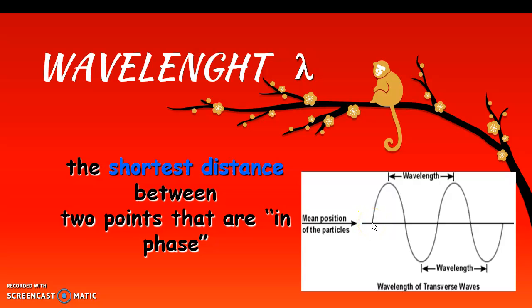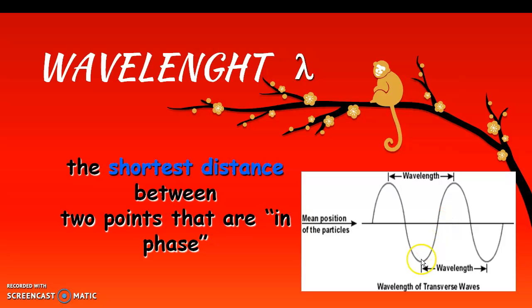Another point, the closest point where the wave is trying to rise, is here. Which means that this particular position and this position are in phase. Therefore, it made a cycle, it represents a cycle. And therefore, the distance between this point and this point is a wavelength.